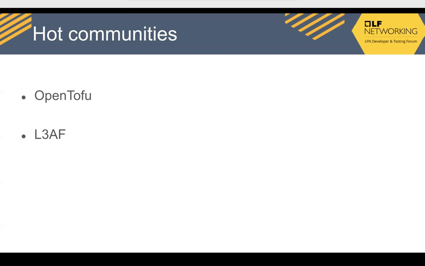Open Tofu is a fork of Terraform. HashiCorp changed the licensing scheme of their product, so after that, the community forked Terraform and named it Open Tofu. And now it is a Linux Foundation project. And communities like L3F are also communities Nephio can collaborate with.